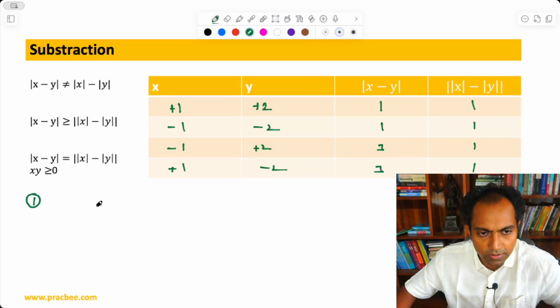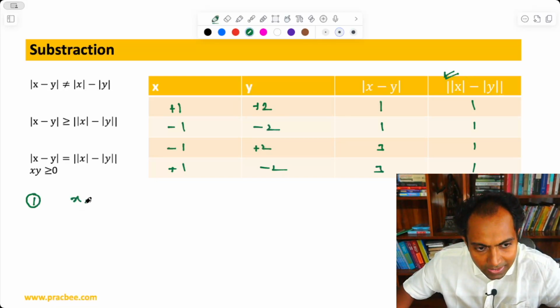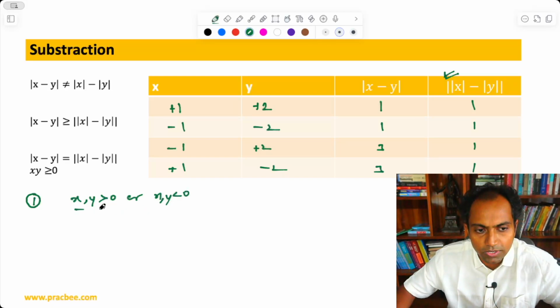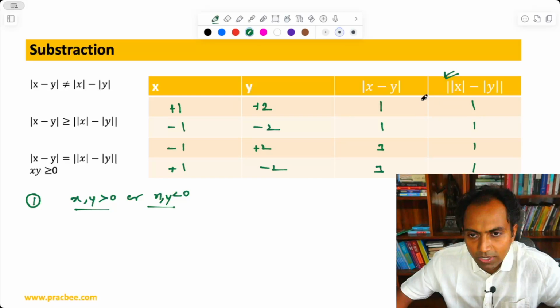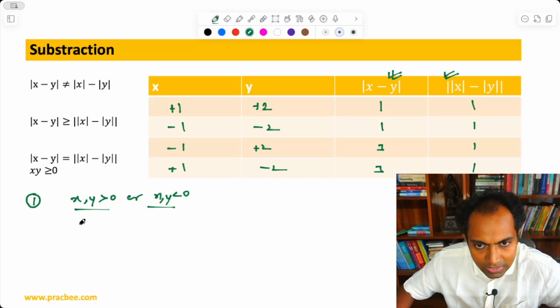The first result is, and be very careful, there is one more modulus sign here. When we have x and y both positive or x and y both negative, that is the first two cases. You can see that in these two cases, both of these statements were equal. So that would mean in this specific scenario, I can write mod of x minus y is equal to mod of x minus mod of y.